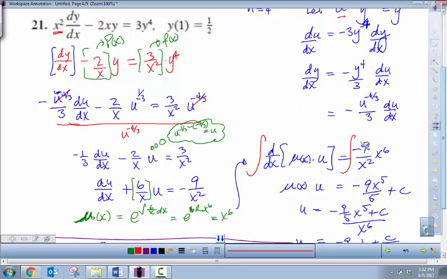So you do your substitution. And if you can find a pattern here, you'll see that that substitution will yield a linear equation, a first order linear equation, in the new variable that you found, which is u. After that, you do the integrating factor technique, and then you finish off solving for this.